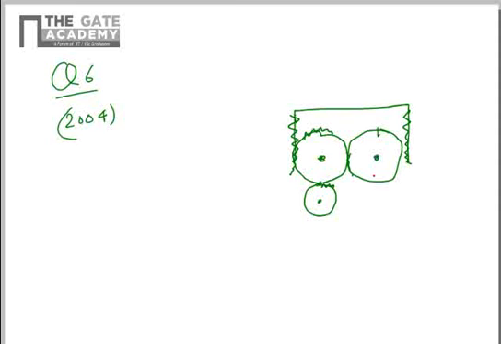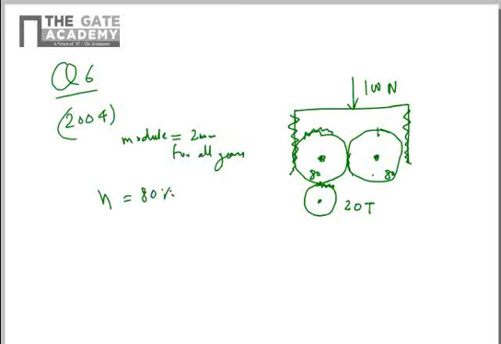So it is given that the load on the platform is 1000 Newton, and the number of teeth on the driver gear is 20, and the driven gears have 80 teeth each. So both of them are symmetrical, and the module is given. The module is 2 mm for all gears, and it is given that the efficiency of this chain is equal to 80%.